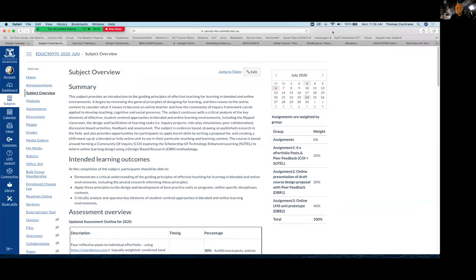So we're into week six. The course is really ramping along, which is good. Getting close to your bigger assignments of assignment two and assignment three.